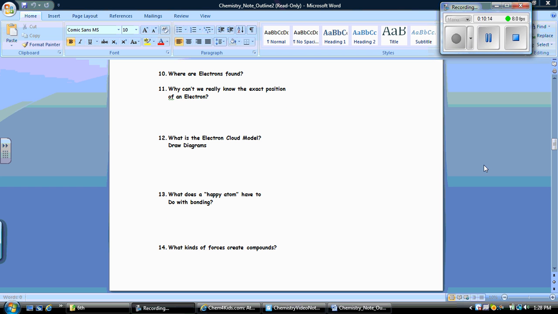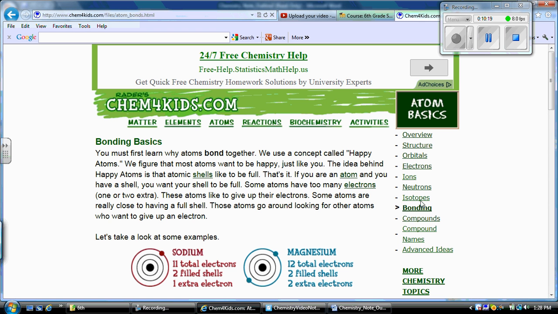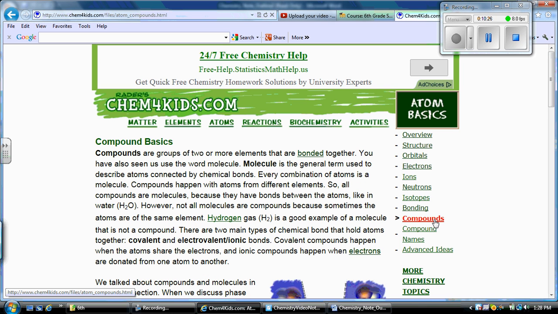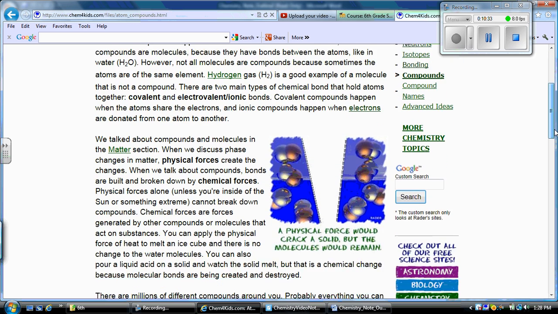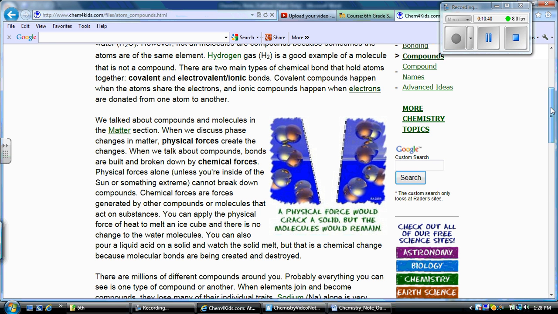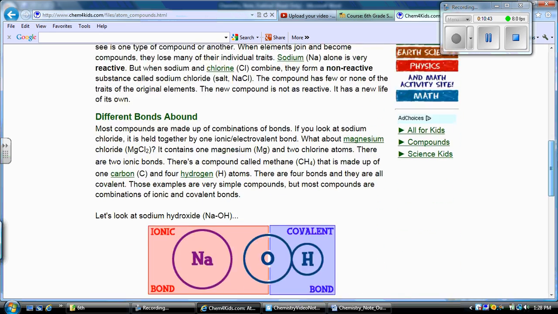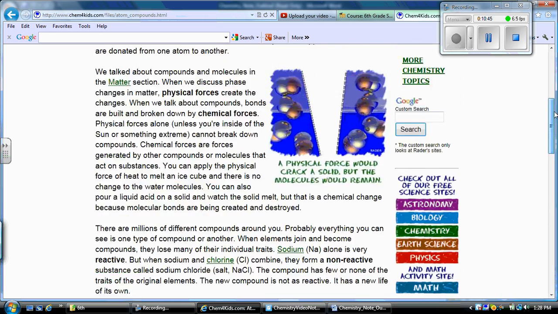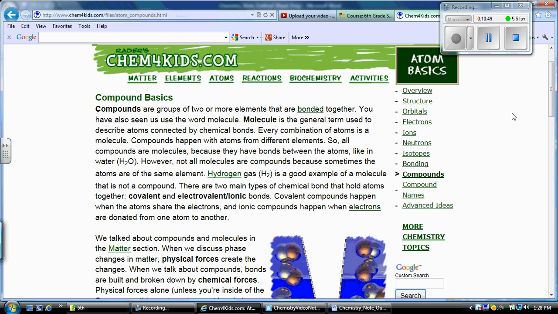Okay, the last question is what kind of forces create compounds? So let's again look at our overview. The question is asking about compounds. In the overview, there are two parts to compounds. Click on the first one. This is going to talk about compound basics. And then if you scroll down, it's going to start talking about forces: chemical forces, physical forces, intermolecular forces. So you're going to want to read this page to help you answer that question. What type of forces creates compounds?